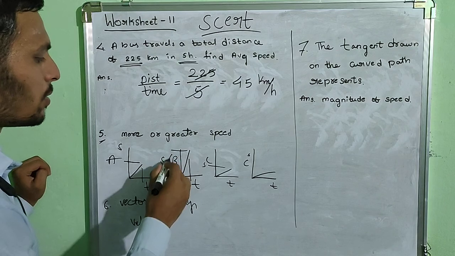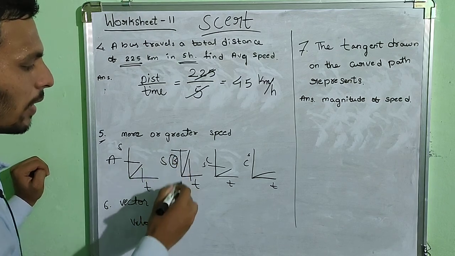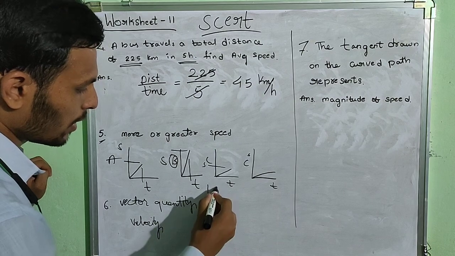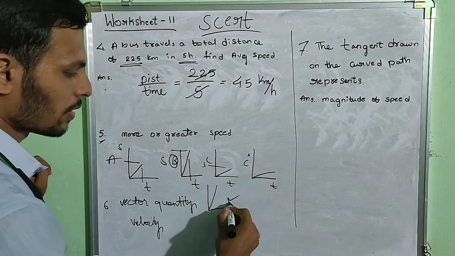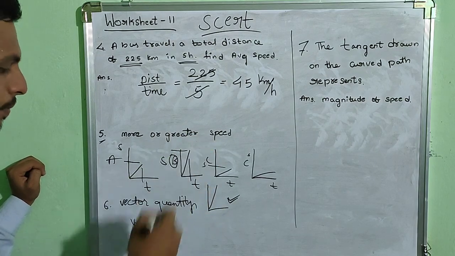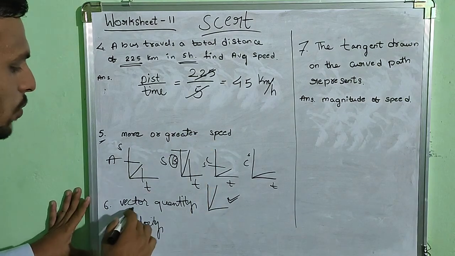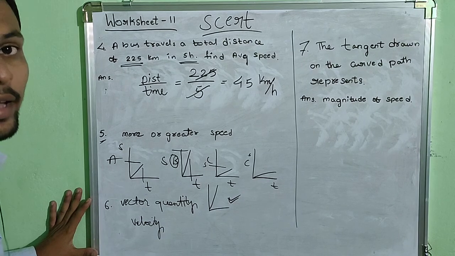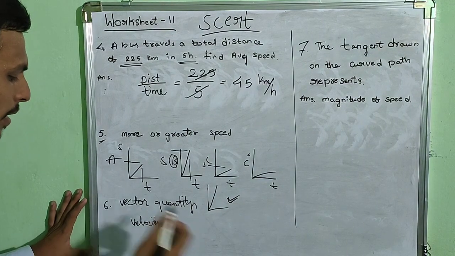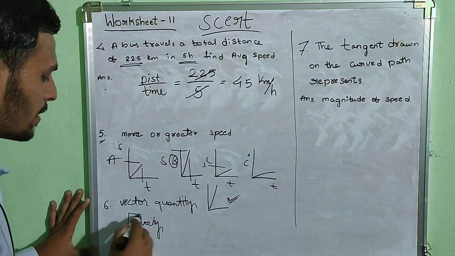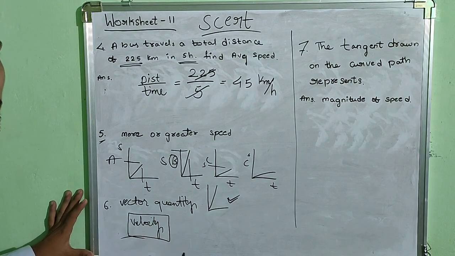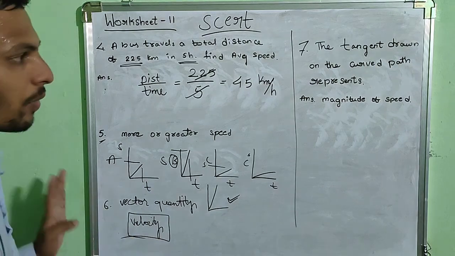So the answer is B. This figure is correct, it has more speed. Now the next question is which is the vector quantity, with options such as speed and acceleration. The answer is velocity. Velocity is the vector quantity.